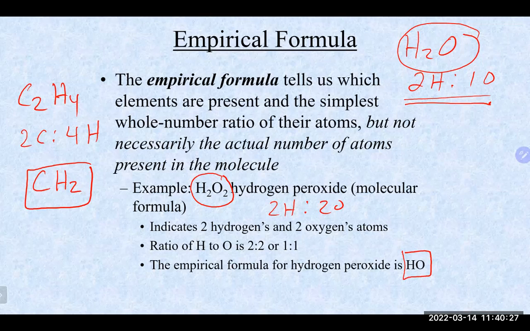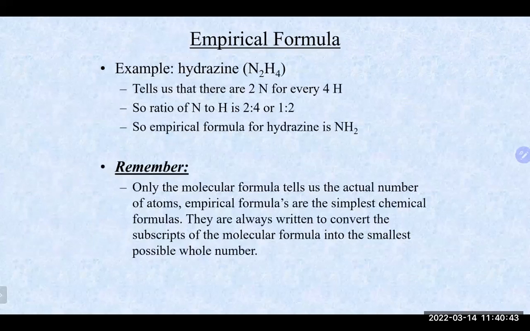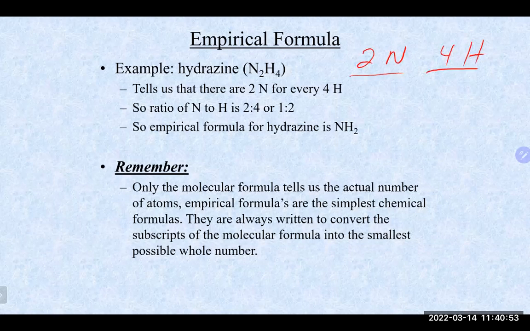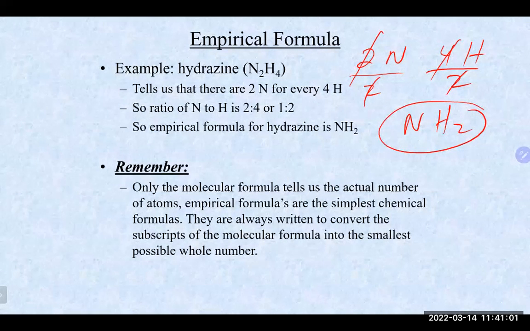Empirical formulas are typically the formulas found experimentally, because they're very easy to find by doing simple mass measurements and little divisions to get the simplest whole numbers that occur. So here's another example. N2H4, that's the molecular formula. That is 2 nitrogens for every 4 hydrogens. Again, you can reduce everybody down by 2. That gives you 1 nitrogen and 2 hydrogens, which would be our empirical formula for it.